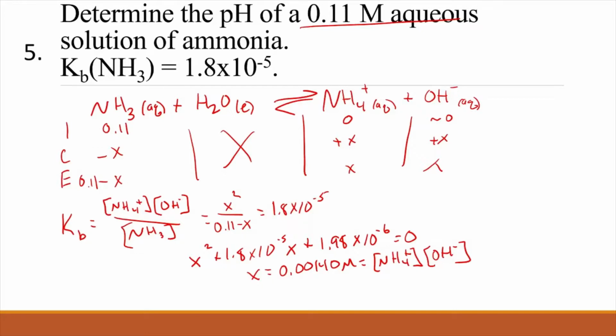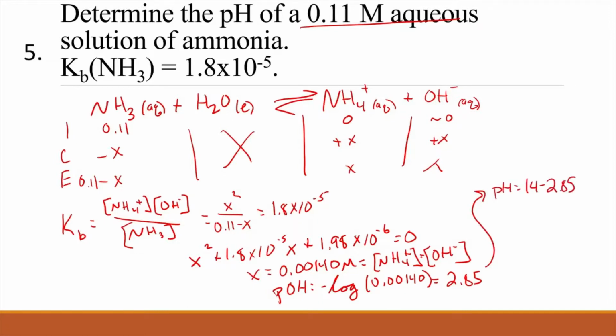And then we want pH, and since this is the concentration of hydroxide, we can use this to get pOH, which is the negative log of 0.00140, and that's 2.85. And then pH will be 14 minus that. So our pH is equal to 11.15, a basic solution.